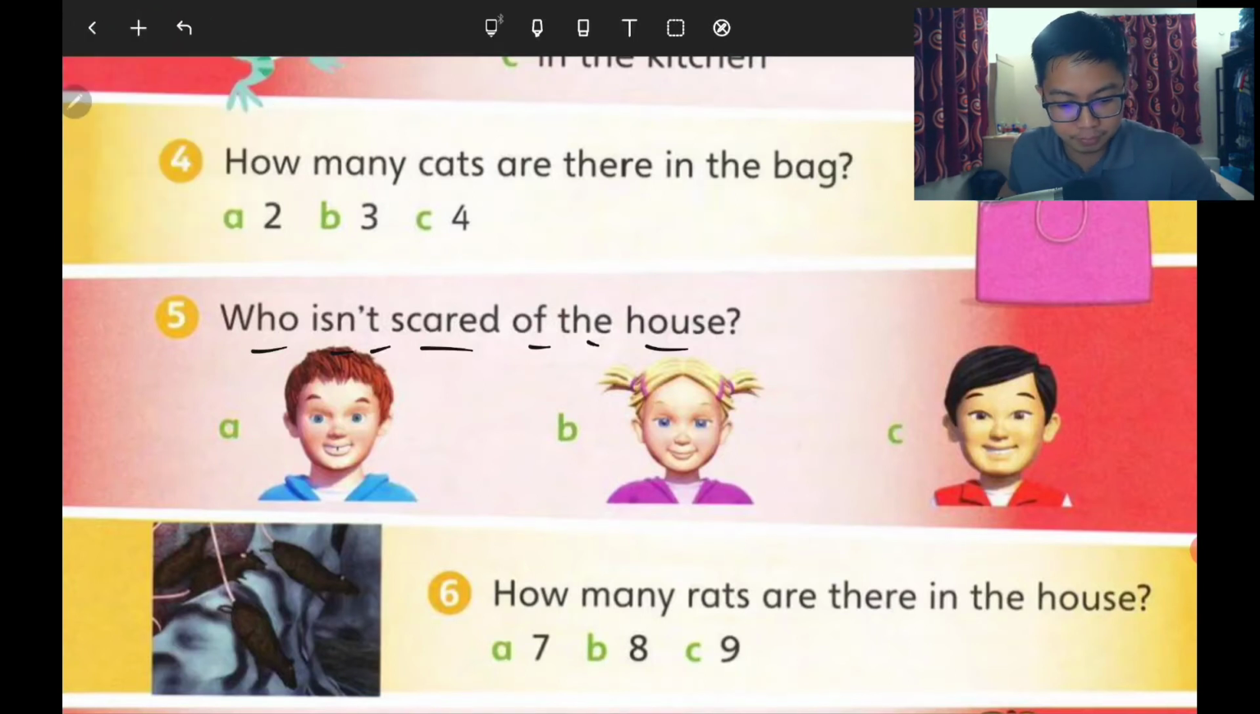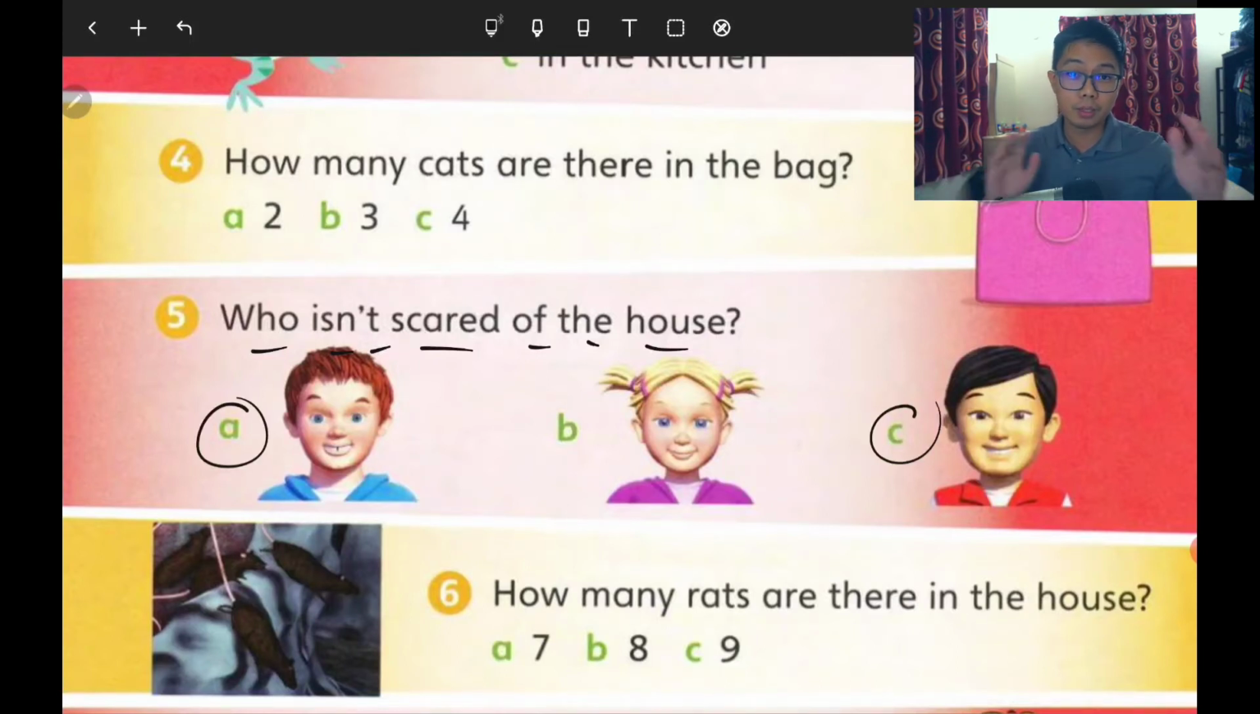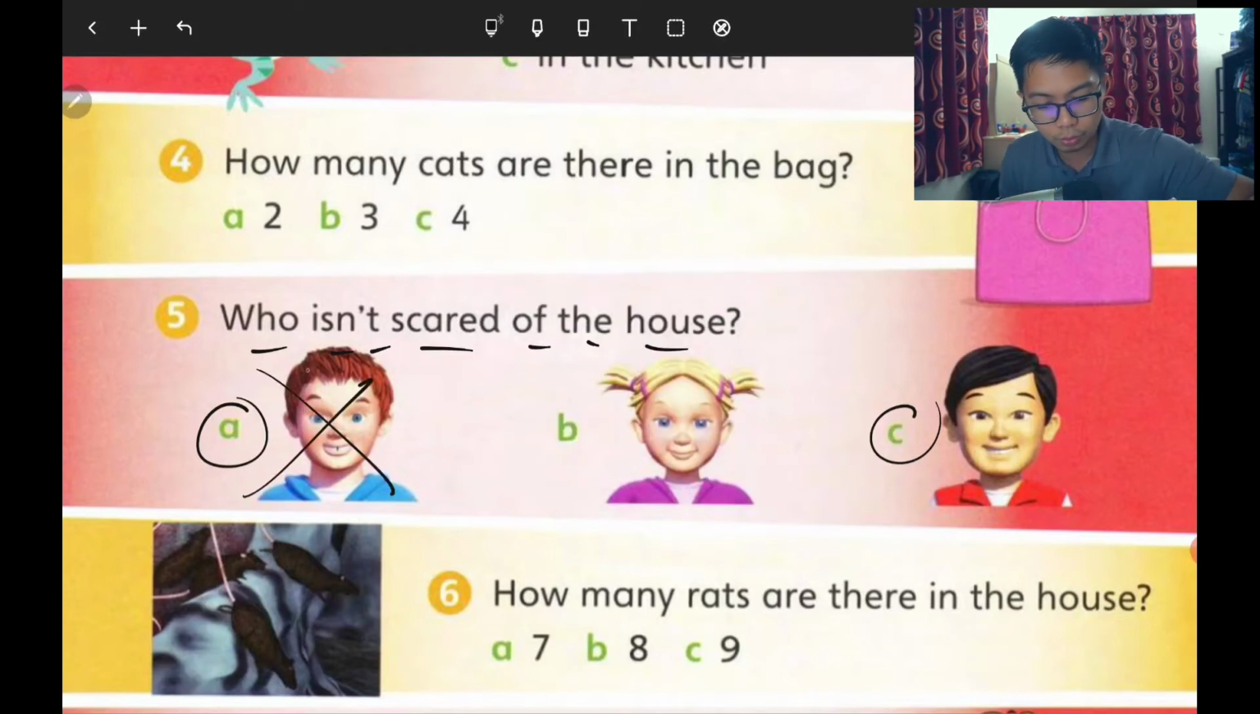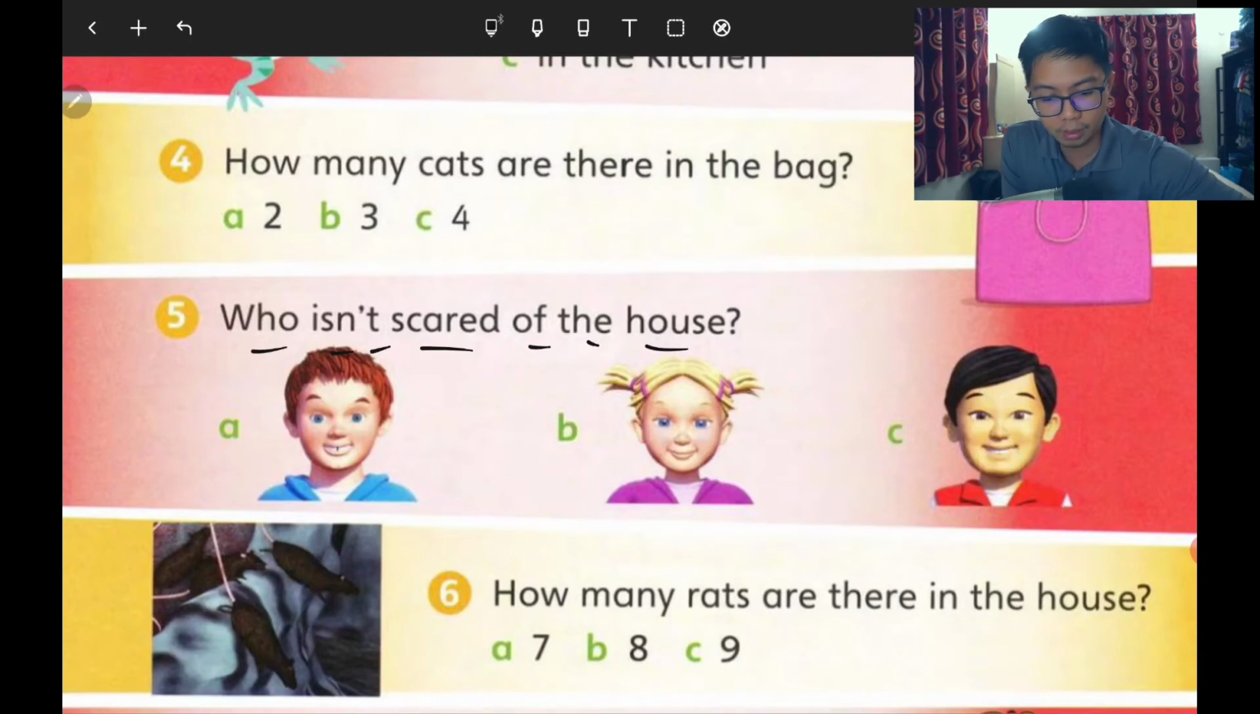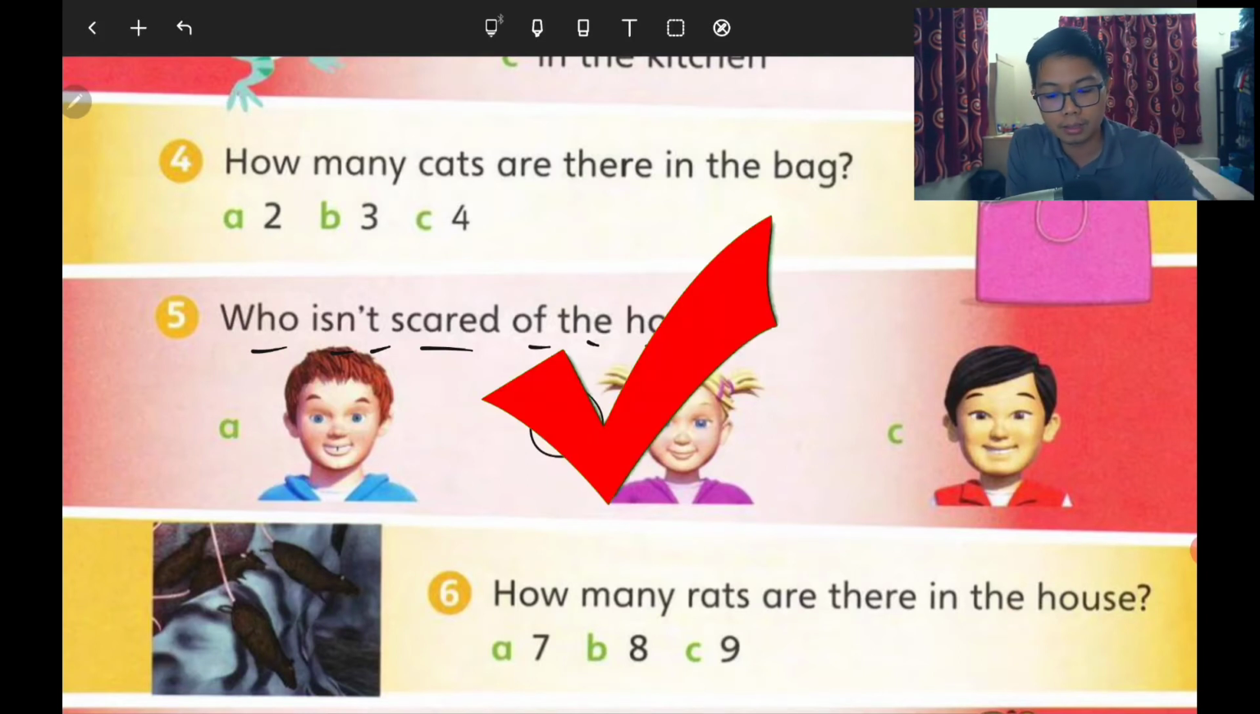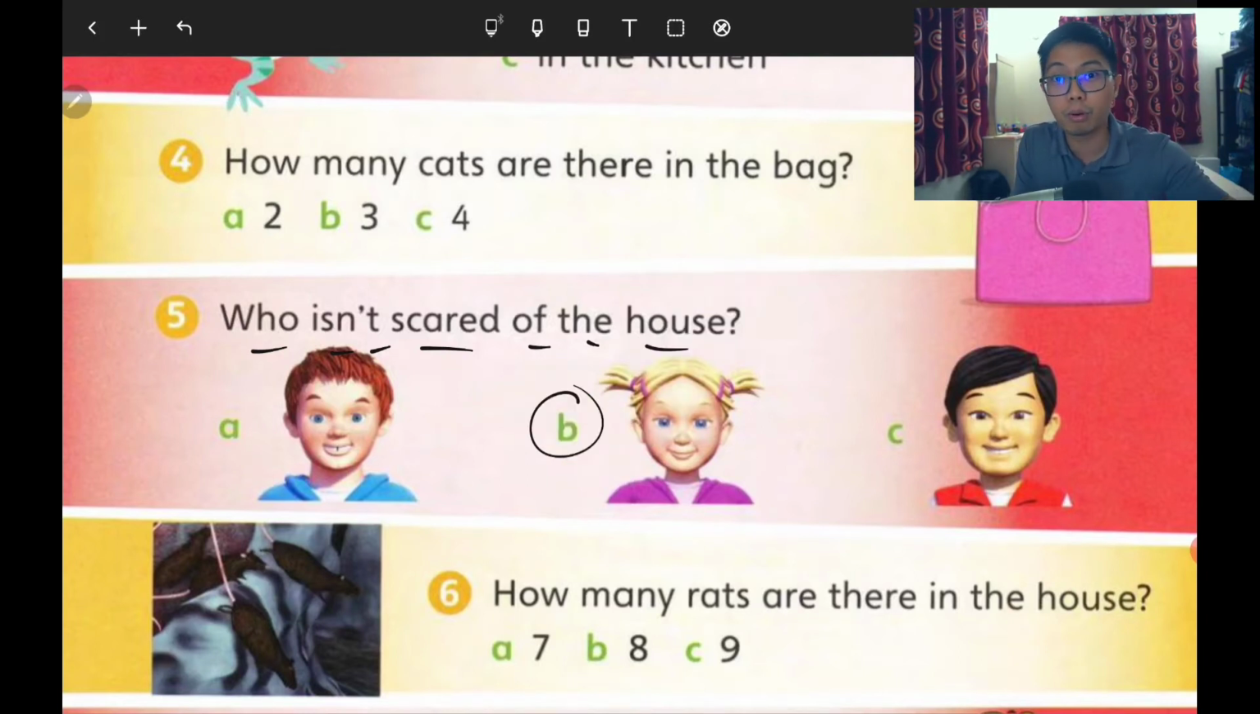Time's up. So what's your answer for number 5? Who isn't scared of the house? If you answer A or C, then you got the wrong answer. Okay, these two are wrong. If you don't believe me, you need to check out the story. But if you answer B, which is Misty, then you got the correct answer. So you have another point.